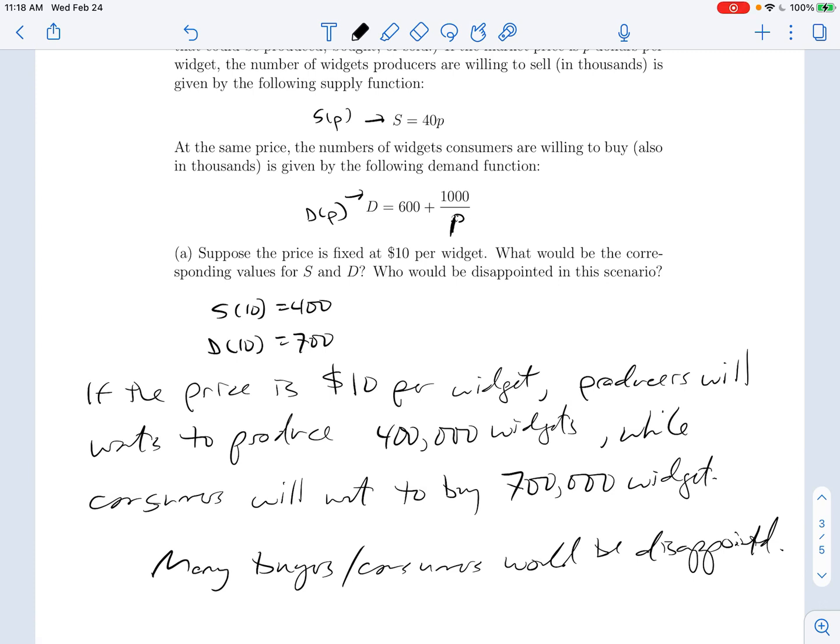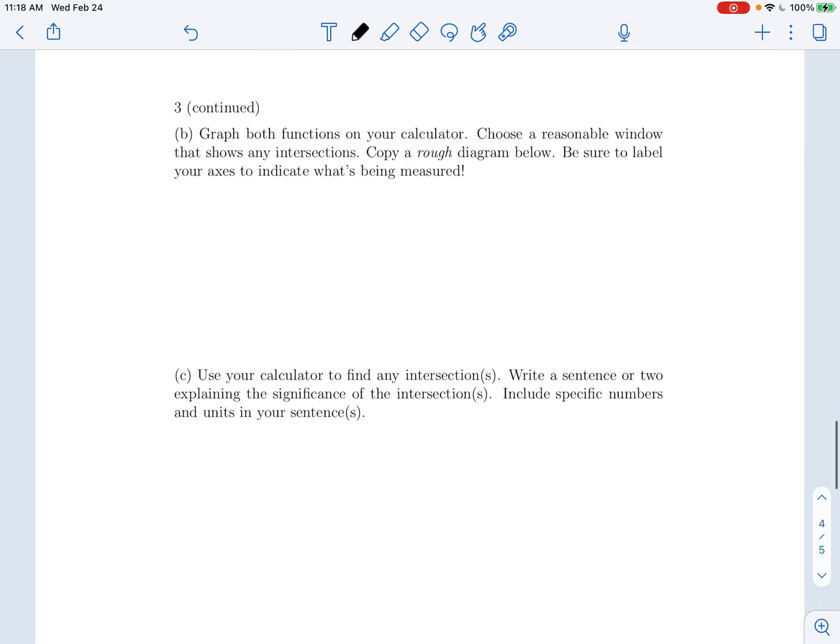So I'm thinking of all the possibilities of prices between 0 and 100, and quantities between 0 and what's really a million, because we're counting in thousands. So here's my graph. With this graph, I see my intersection. So I'm going to copy this onto my screen.